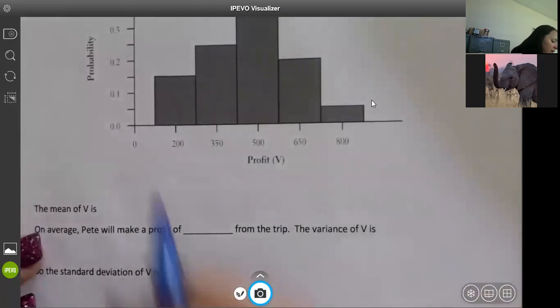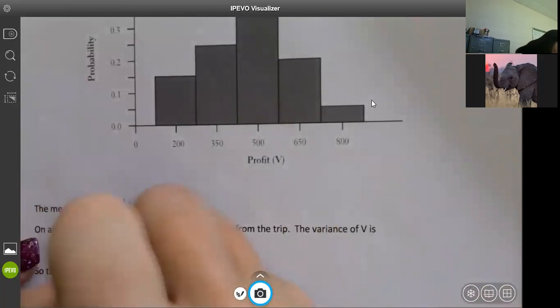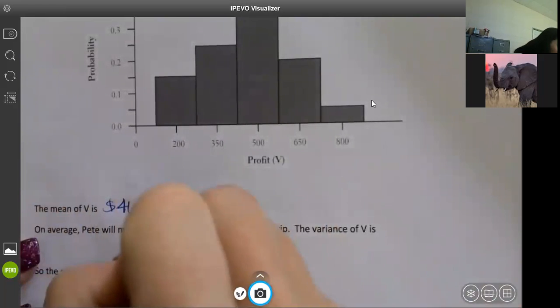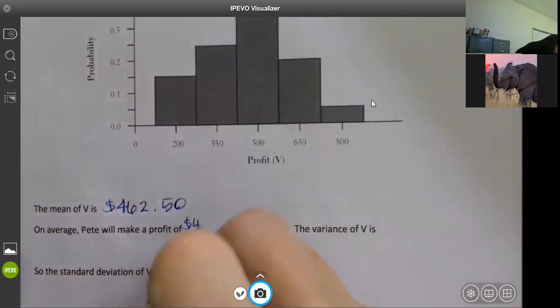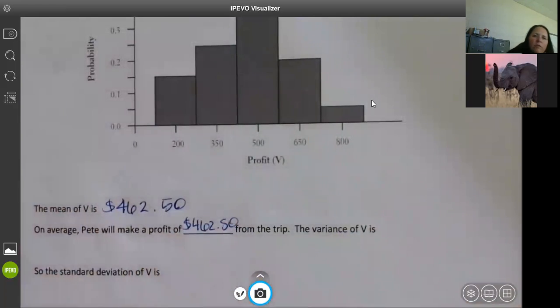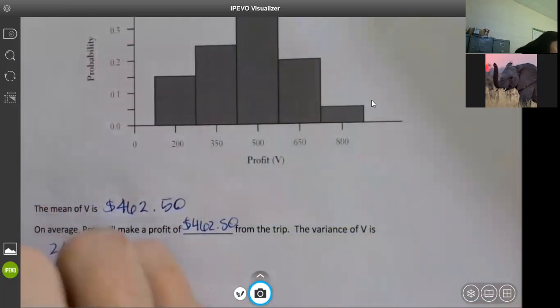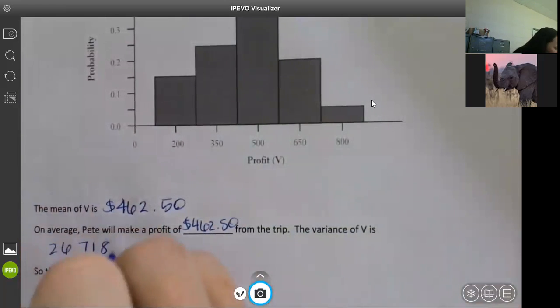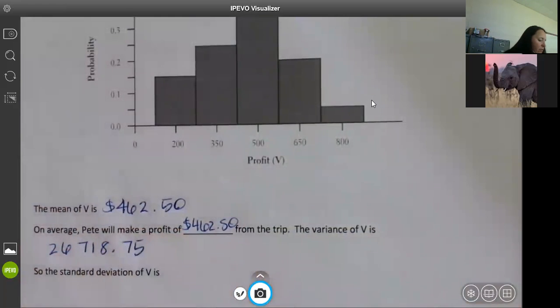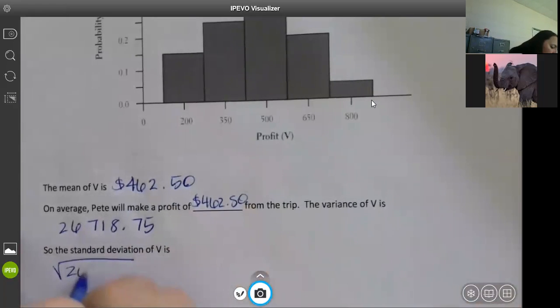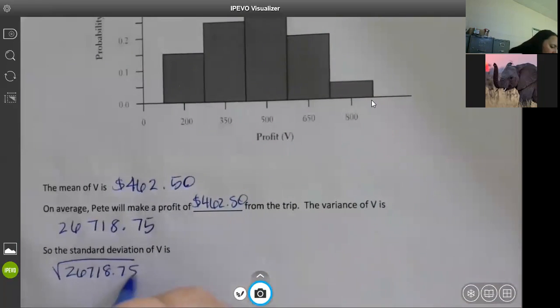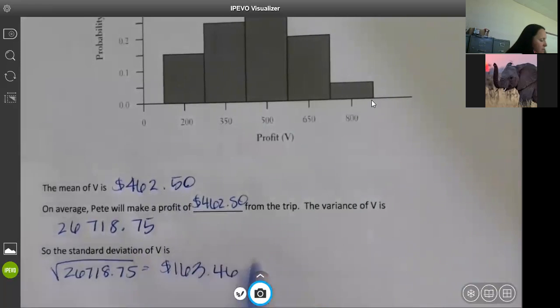So the mean of V, I'm not going to make you do the work, is 462.50. So interpret that. On average, Pete will make a profit of 462.50 from the trip. The variance, you know how to do that, is 26718.75. So to find the standard deviation, we take the square root and we get 163.46.